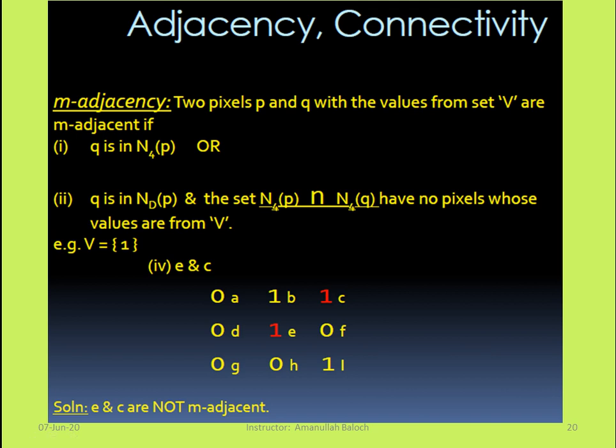These 4 situations of the pixels mostly clear the M adjacency concept. This was a little bit difficult concept of M adjacency, but I think you understand this concept.